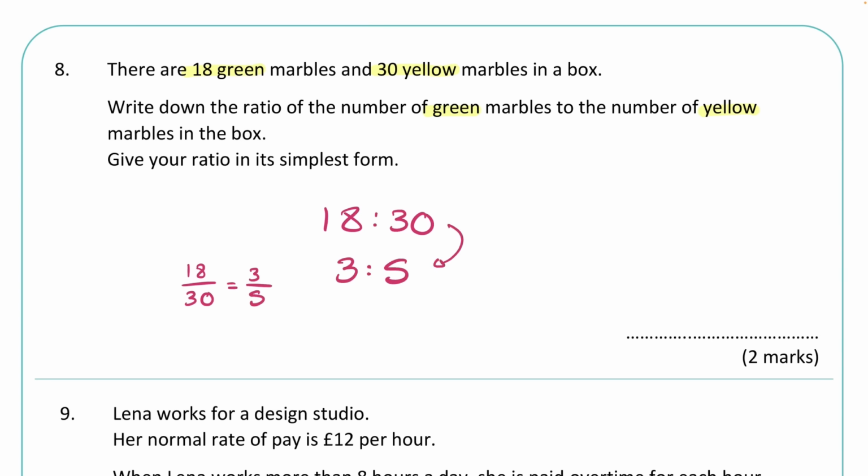If you want to show the working out for that, it is only dividing by 6, so it wasn't a difficult one to simplify. But if you had quite a challenging ratio, that's a really, really nice method there for simplifying a ratio. So there we go, 3 to 5 is my final answer.